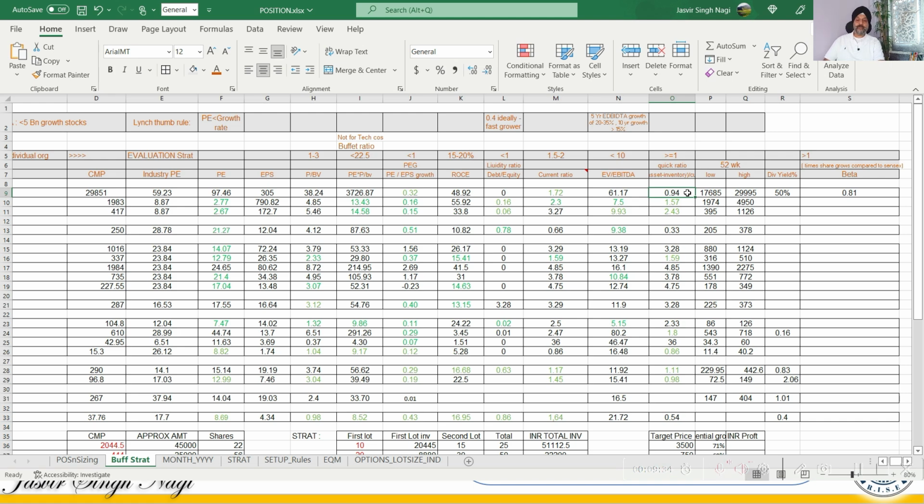So inventory. This quick ratio gives you the purpose of, if tomorrow liquidation happens, your inventory is good enough to match up with your assets, to equate your assets. That's what it means. So it should be equal to or greater than 1, so that the balance is maintained. As simple as that.